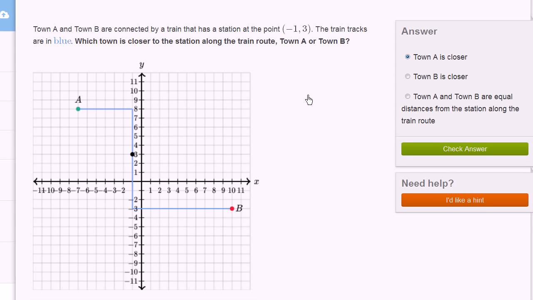You could also think about it in terms of coordinates, because A is at the coordinate -7, 8. To get from -7 to -1 along the x-coordinates, you're going to go 6. And then to go from 8 to 3, you're going to go 5 more. So you don't necessarily have to count it out; you can actually just think about the coordinates. But either way, you see that Town A is closer.